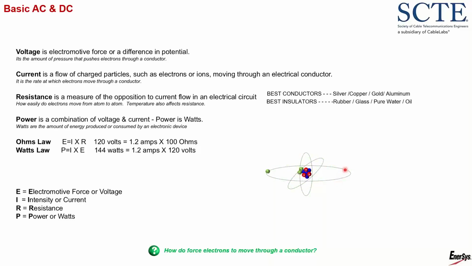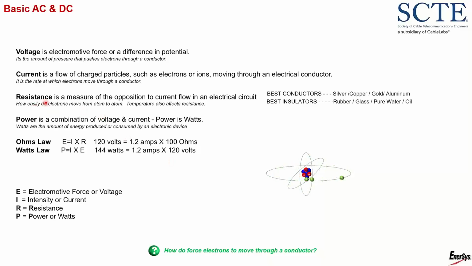So current is these little electrons here, one or more of these electrons, moving from one atom to another atom, to another atom, to another atom. To get electricity to work, we have to have electrons that are moving through a conductor from atom to atom to atom. And when we have that, we have a flow of electrons, and we call that a current.